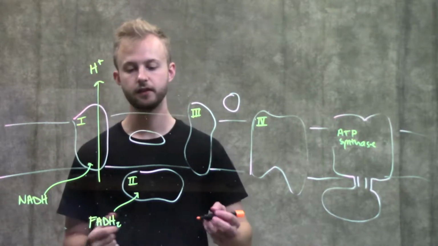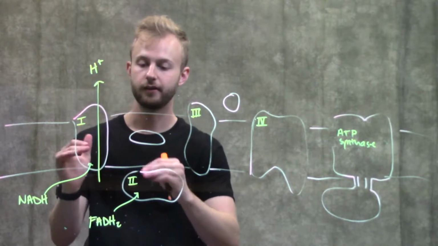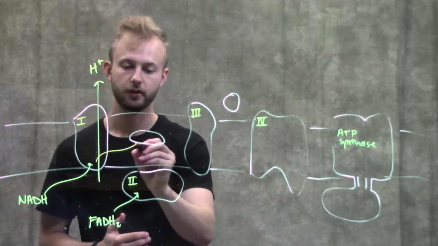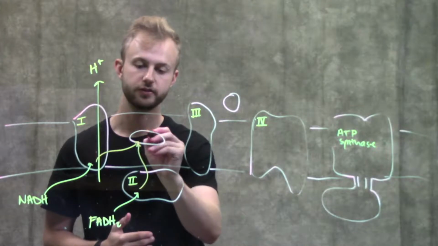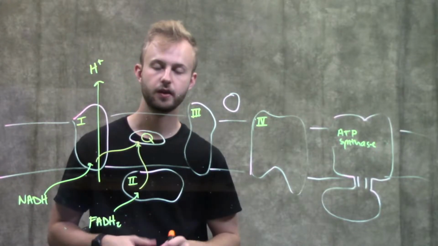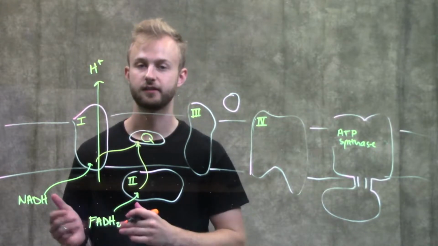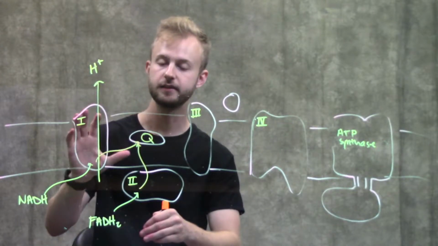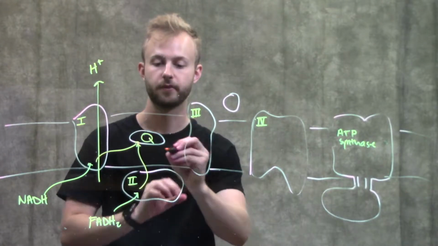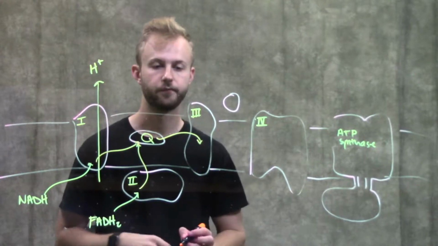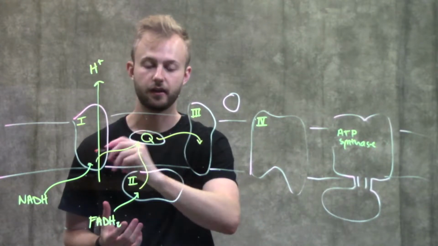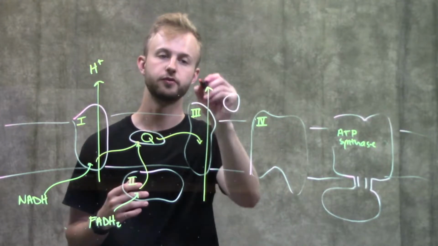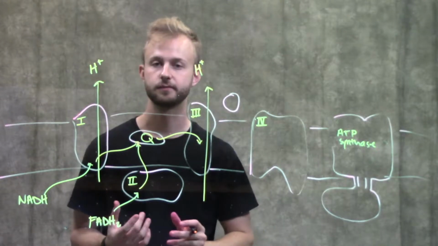So then from here, now we have electrons in complex 1 and complex 2. Electrons from both of these complexes are going to go to this protein called Q. And all Q does is act as an electron shuttle. It's going to shuttle these electrons from the FADH2 and the NADH to complex 3. So they'll go to right here. And then similarly to complex 1, complex 3 is also going to pump protons into the inner membrane space.